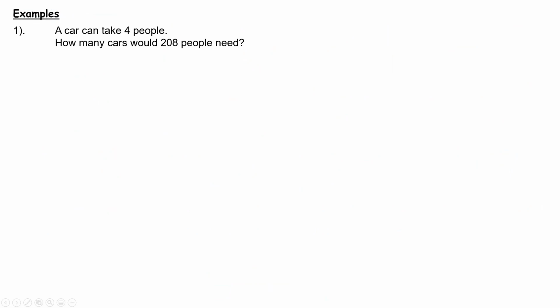Okay, so let's have a look at this example. It says a car can take 4 people. How many cars would 208 people need? Well, if you have a car, let's see if I can sketch one. Not very good at drawing, but we'll try. It's not too bad. There's my car, and you can take 4 people. Okay, that's 1 car, 4 people.